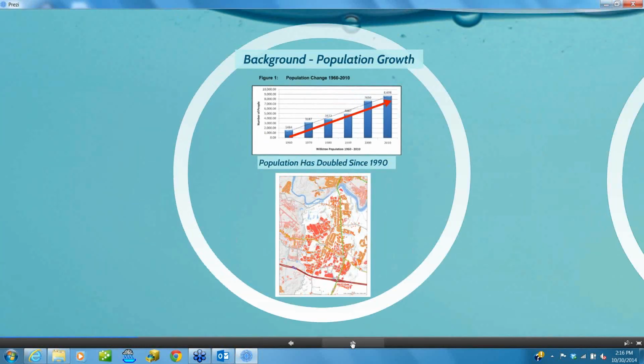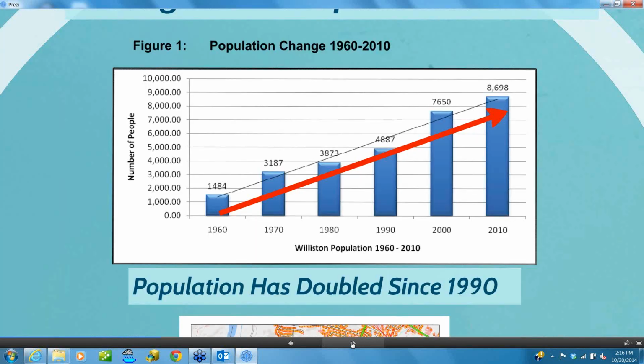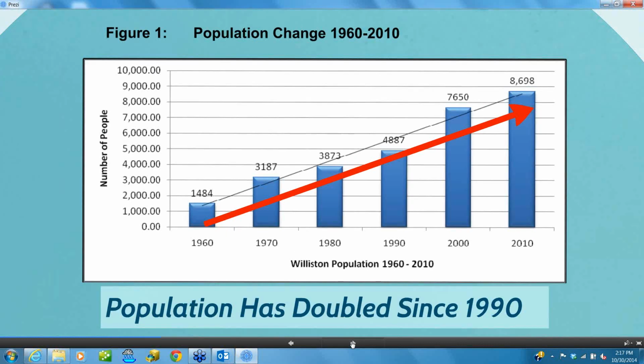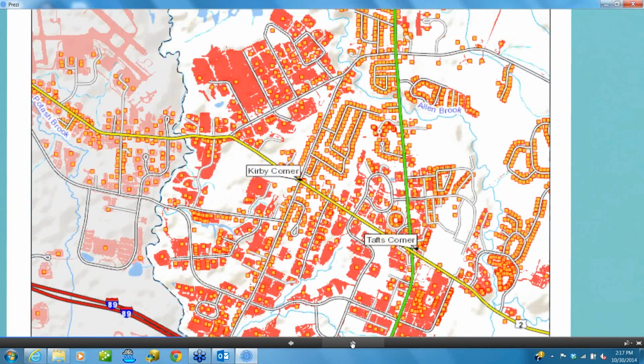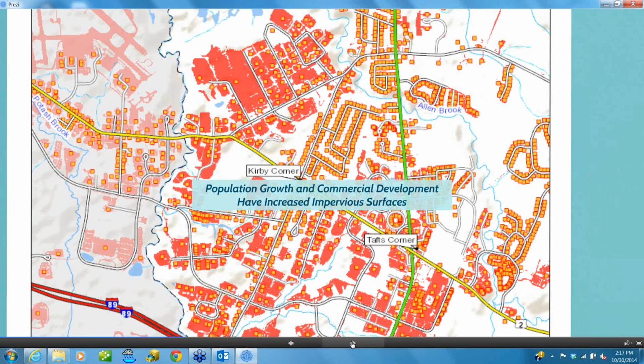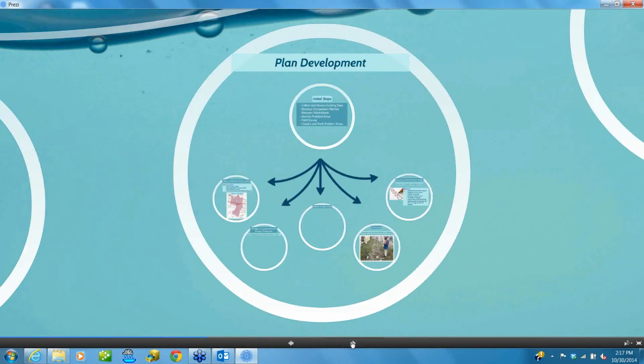Give a little background on Williston. Its population has increased pretty dramatically for a Vermont municipality, from 1960 with a population just over 1,000 to 2010 where our population's almost 9,000. Population doubling since 1990. There's been a lot of commercial and residential development, which has resulted in significantly more impervious surface, and that has created water quality problems.